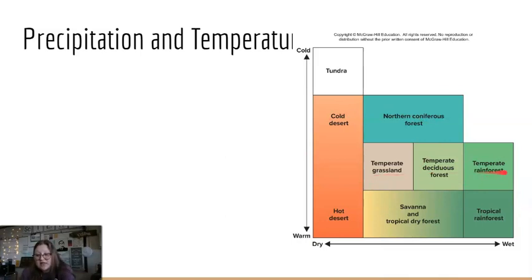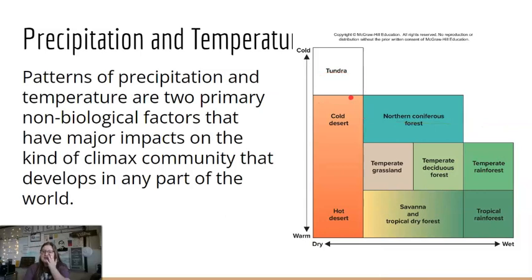In the names, you can usually get a little bit of information about what that biome is. All of these three right here are in the warm but not hot range. Temperate means moderate, so comfortable. Usually the temperatures in these areas are on average from 65 to maybe 85 degrees. When we get into hot and tropical, tropical means it's hot. And then everything else is going to be pretty cold. So patterns of precipitation and temperature are two primary non-biological factors that have major impact on the kinds of climax communities that develop in any part of the world.